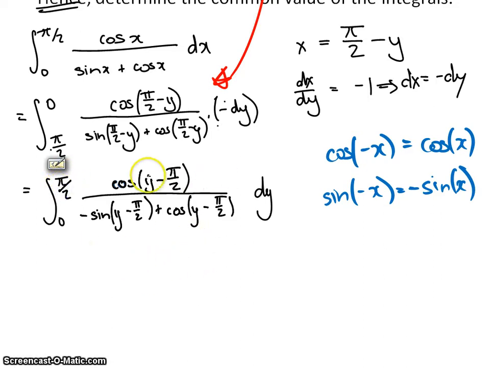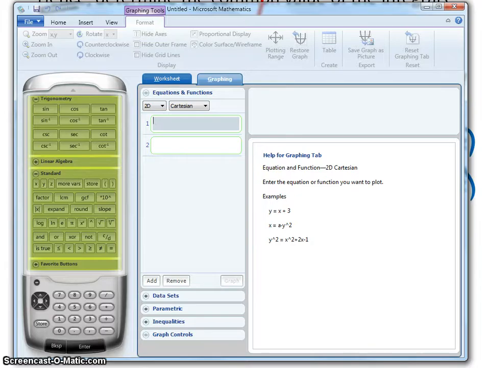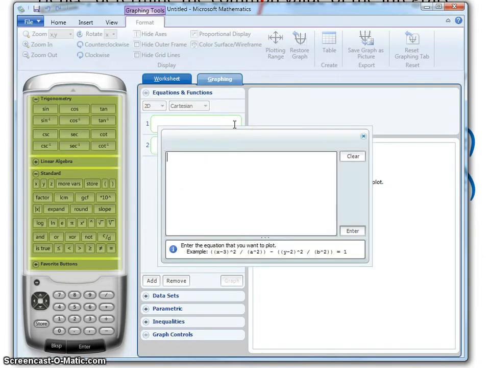Okay, now what can we say about cosine of y minus pi upon 2? What can I find out about cosine of y minus pi upon 2? Well, we're going to use our graphing calculator and see what we can find out. So I'm now on the graphing tab of Microsoft Mathematics. I'm going to enter a function y equals cosine of x, so this will be the first one we'll look at.